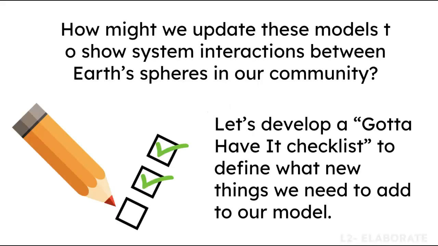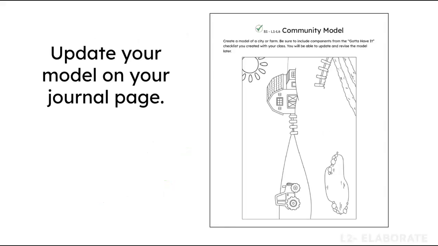For the Elaborate portion, you'll remind students of the community model they worked on in Lesson 1. You'll ask students how they might update these models to show system interactions between Earth's spheres in their community. You'll develop a Gotta Have It checklist with students to define what new things they need to add to their model. You'll then have students update their model in the Community Model Student Journal page.